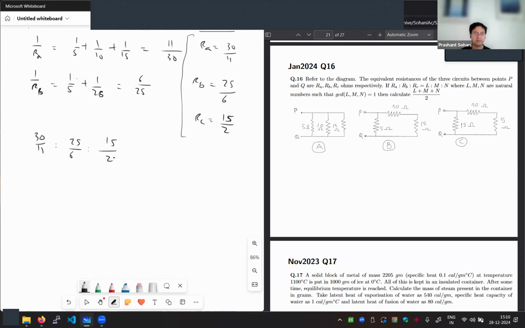So what is the LCM of the denominators? It is 66, right? So if I just multiply all the terms by 66, I will get... oh wait, sorry, I was wondering because last time I did the question, I did not get this.